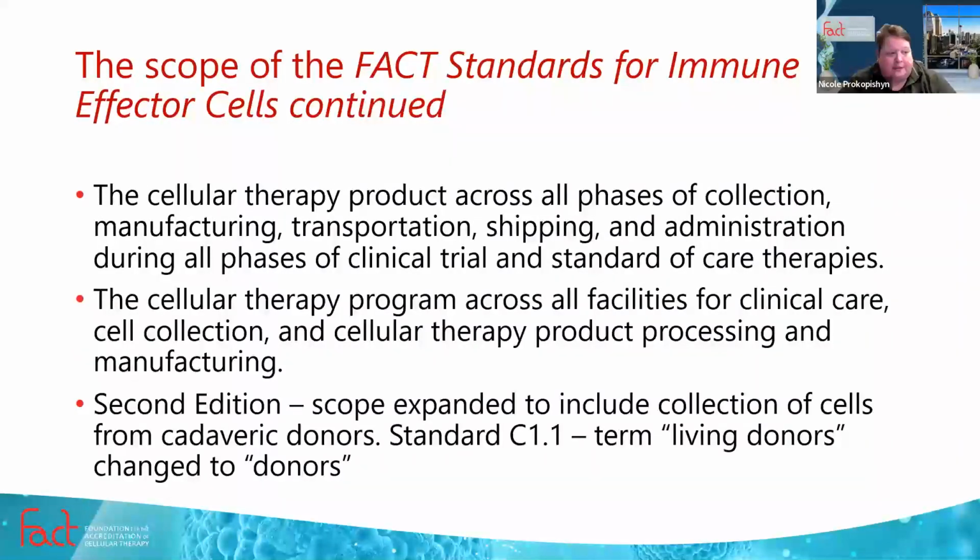So the scope of these standards, as I mentioned, goes across all of these phases: collection, manufacturing, transportation, shipping, administration, during all the phases of both clinical trials as well as the standard of care product. As we know, it's very, very important to make sure we maintain things like chain of custody and chain of identity in these. The cellular therapy programs across all facilities for clinical care, cell collection, cell therapy processing, and manufacturing are included in this. Important to note in the second edition is the scope has been expanded to include collection of cells from cadaveric donors as appropriate.